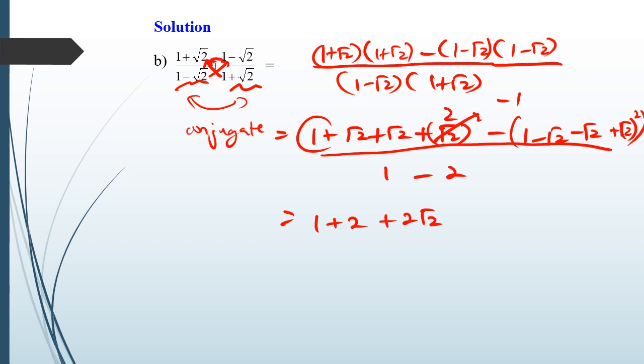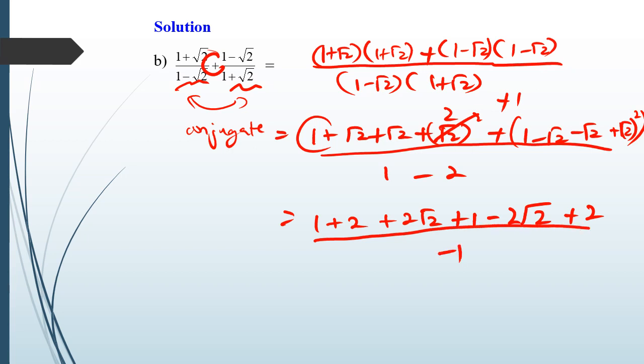Why minus? Is plus here. Yeah, this one is plus, not minus. This is plus. So we shouldn't be confused. So plus with 1 minus 2 times of √2, and then plus with 2 divided by negative 1. So this 2√2 can be cancelled out with negative 2√2. So 1 plus 2 plus 1 plus 2 is equal to 6. So 6 divided by negative 1 should be equal to negative 6. So this is the first method you can do.